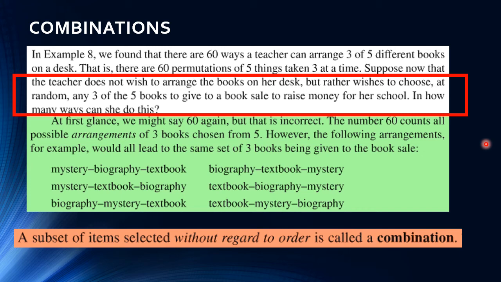In combinations, order doesn't matter because we have the same grouping. I'm donating 3 books to a book sale. It doesn't matter the order I put them in, I'm still donating the same 3 books. If I'm displaying them on a shelf, then it does matter a little bit because it's a different display if I put the mystery book first or the biography book first. It's just a different display.